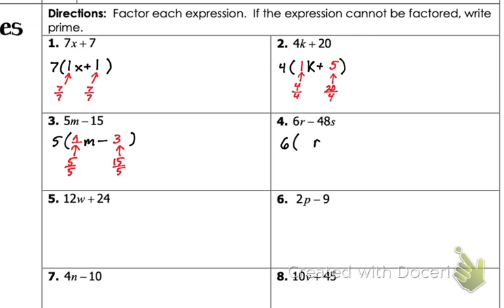I'm going to have R. I have a minus sign. What goes in the first spot is 6 divided by 6, which is 1. And our last spot is going to be the 48 divided by 6, which we said was 8.